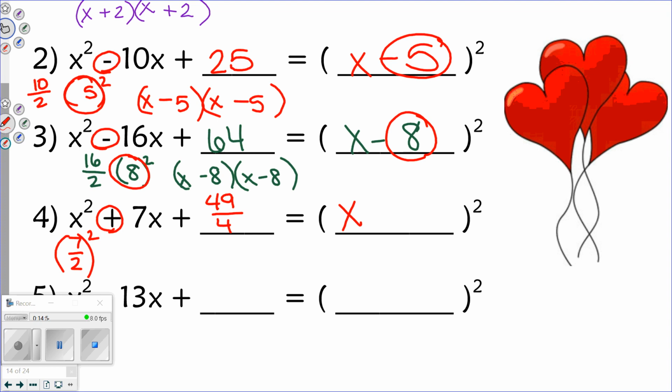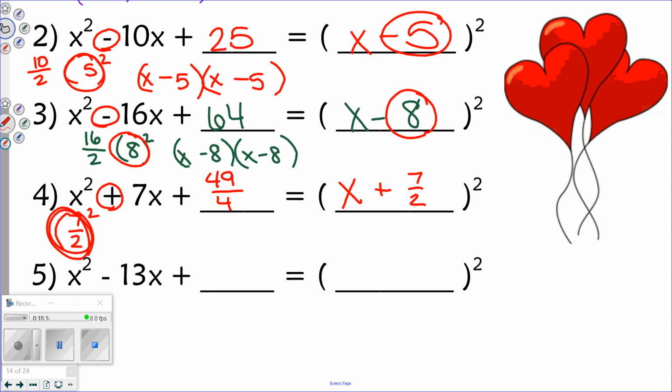It's always that sign. So it's just x plus 7 over 2. That's why I make that little side note. It's sitting right there in front of me. Well, whatever 49 divided by 4 is. But again, that makes my head hurt to think about that, right?